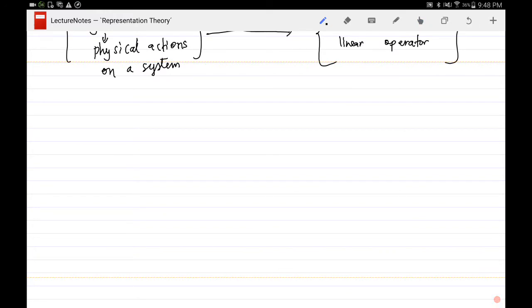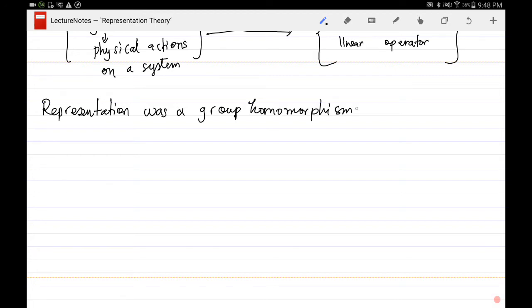Then in the second video, we gave a much more careful definition of a representation, and we introduced it as a group homomorphism. So a representation was a group homomorphism from the group to the set of invertible linear operators acting on the vector space V.